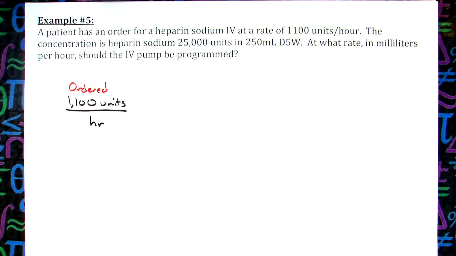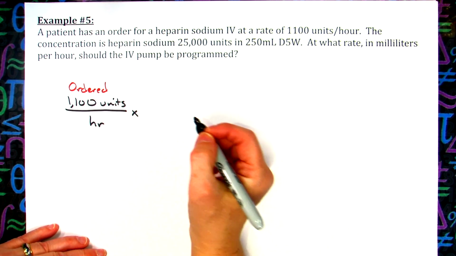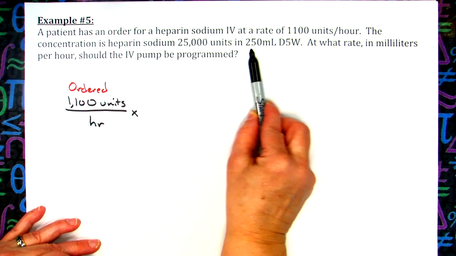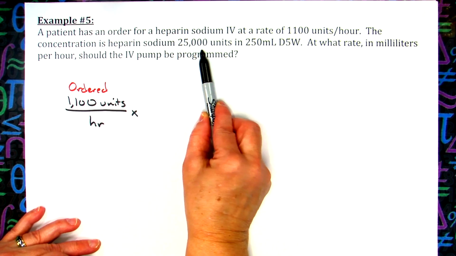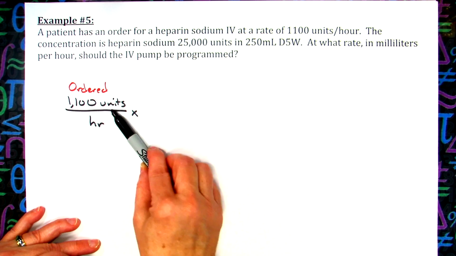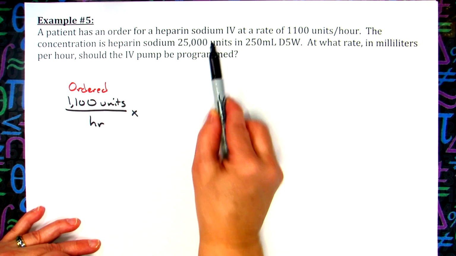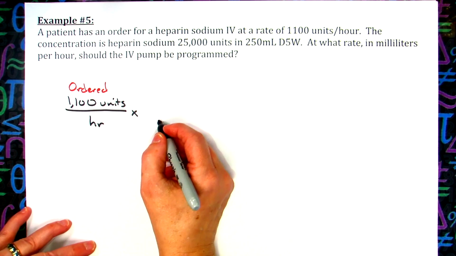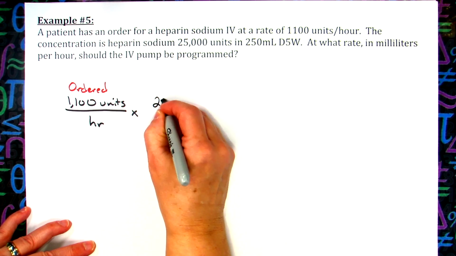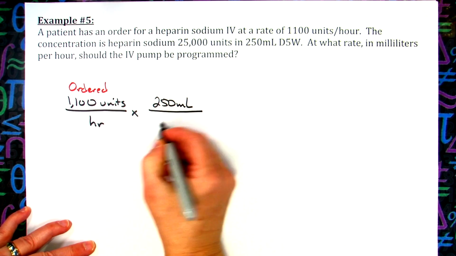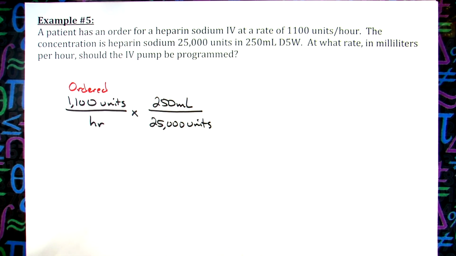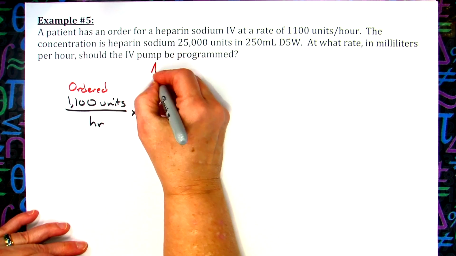Using unit analysis, I then am going to multiply by the available concentration. My available concentration is 250 milliliters, 25,000 units. Now again, I'm using unit analysis here, and I'm going to want things to cross off. The only thing that matches is units and units. So I want that 25,000 units in my denominator. I want the 250 milliliters in the top. So I'm going to write 250 milliliters over that 25,000 units. Okay, we're going to label that as our available concentration.